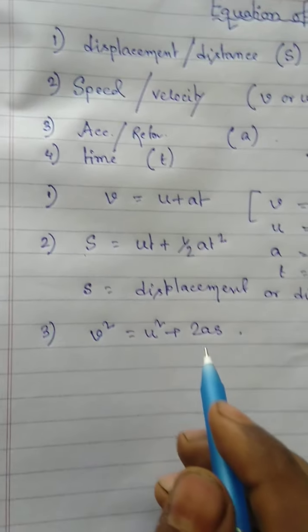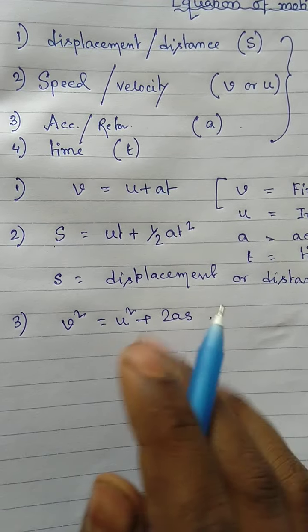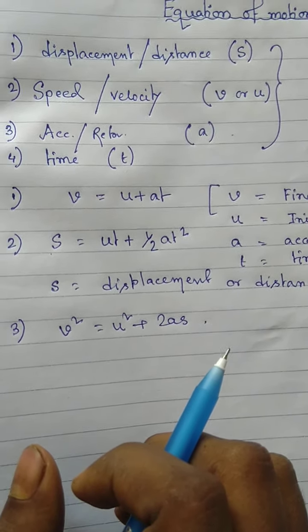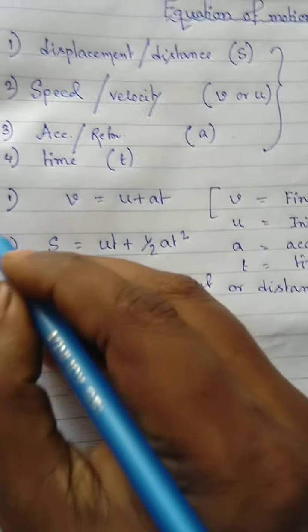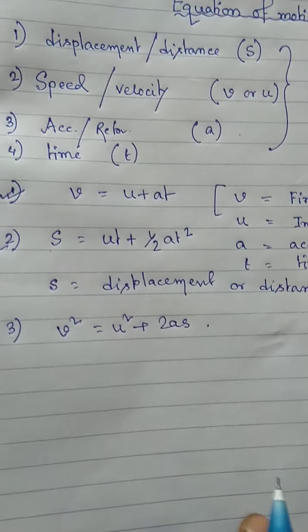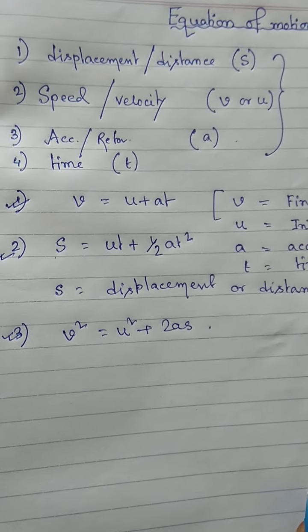So those are the three equations which we have to know for the purpose of describing motion, or those are called the equations of motion. So these are the equations. Number 1, V equal to U plus AT. Number 2, S equal to UT plus half AT square. And number 3, V square equal to U square plus 2AS.